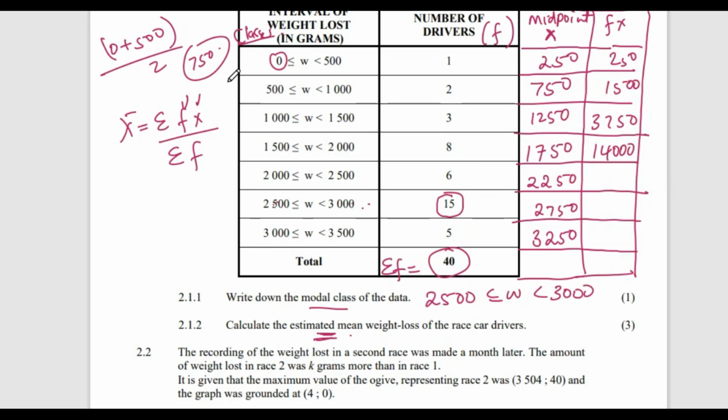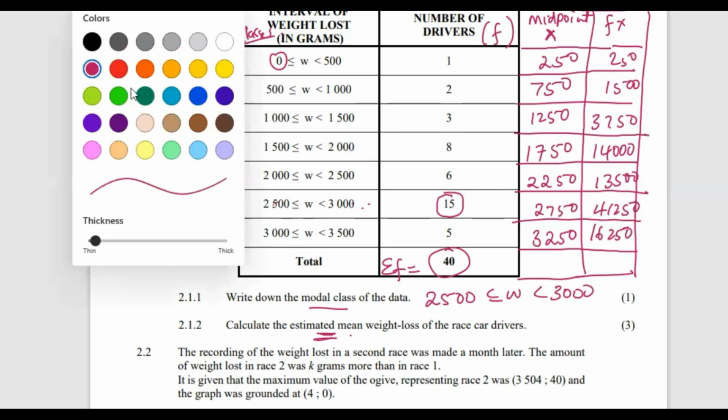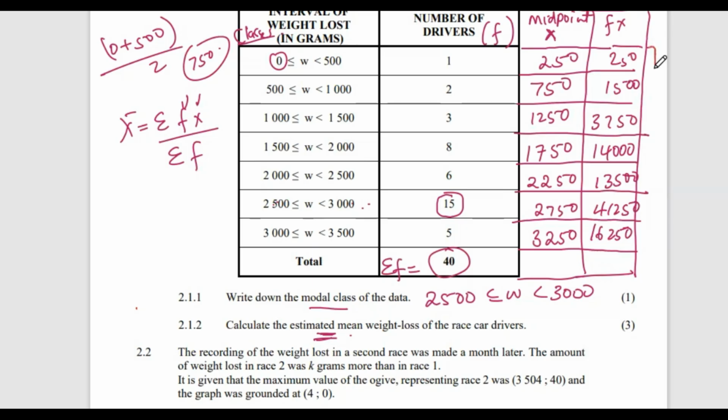2,250 times 6 is 13,500. And then 15 multiplied by 2,750 is 41,250. Okay, and then 5 times 3,250 gives me 16,250. And then what I need to do is just add up. I need to get the total of all these items.